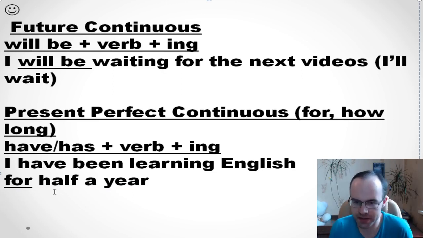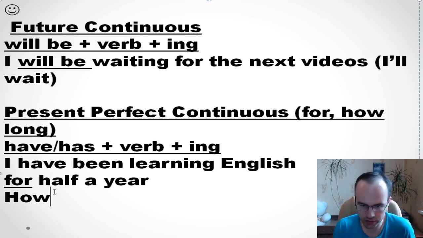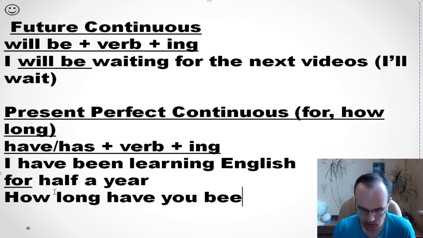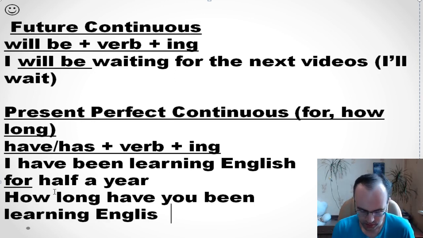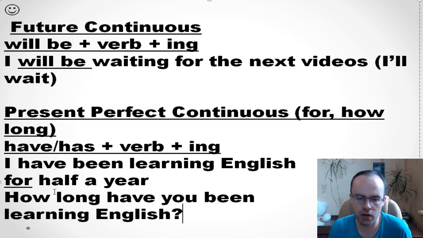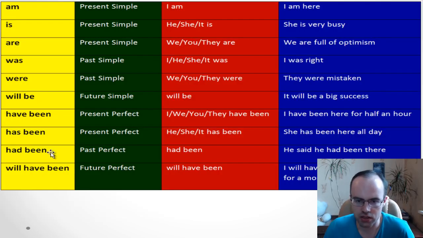You need to use another tense. So how long have you been learning English? And then you say for a year, for 2 years, for 3 years, for half a year, and so on. Present perfect continuous. Good. Okay, so next. And you see that we can use had been doing and will have been doing.